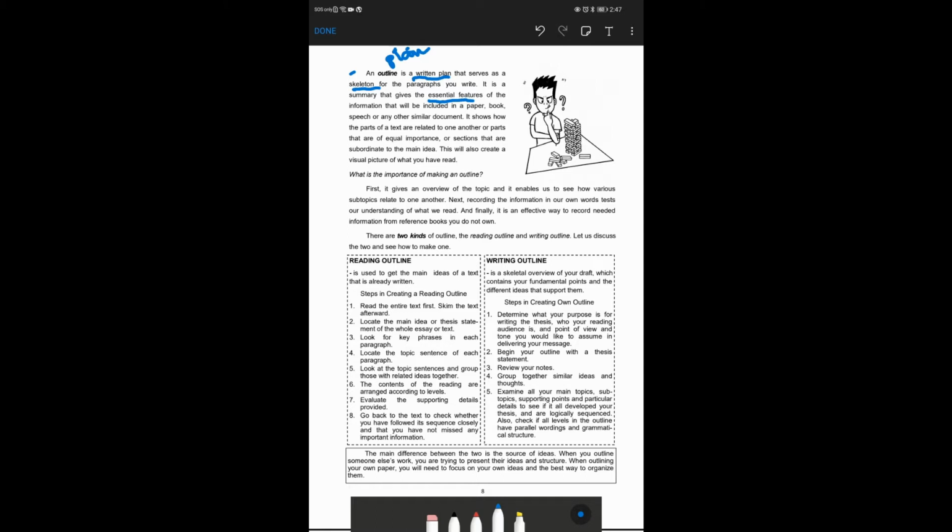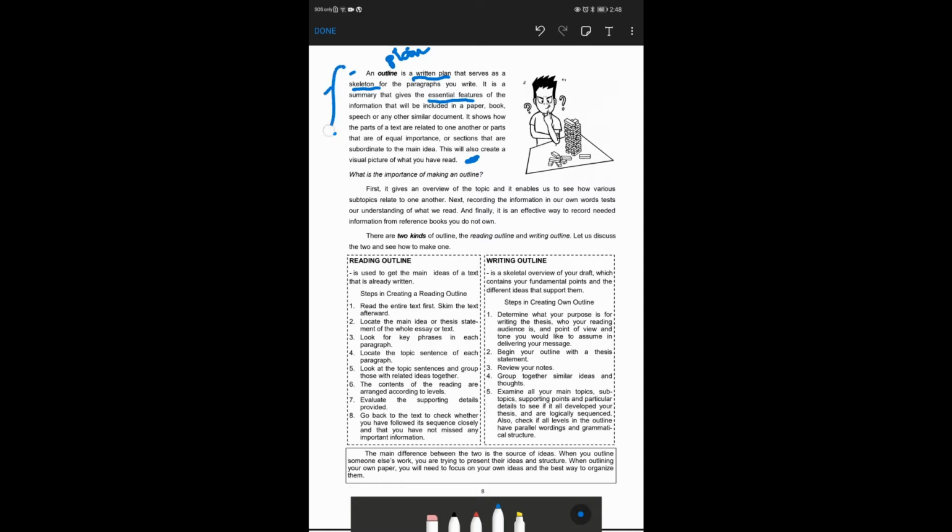So again, if we are talking about an outline, it simply is a written plan, the skeleton of a paper that contains all the essential information that you will be putting in that paper. So it shows how the parts of a text are related to one another, or the parts that are of equal importance, or the sections that are subordinate to the main idea. This will also create a visual picture of what you have read.